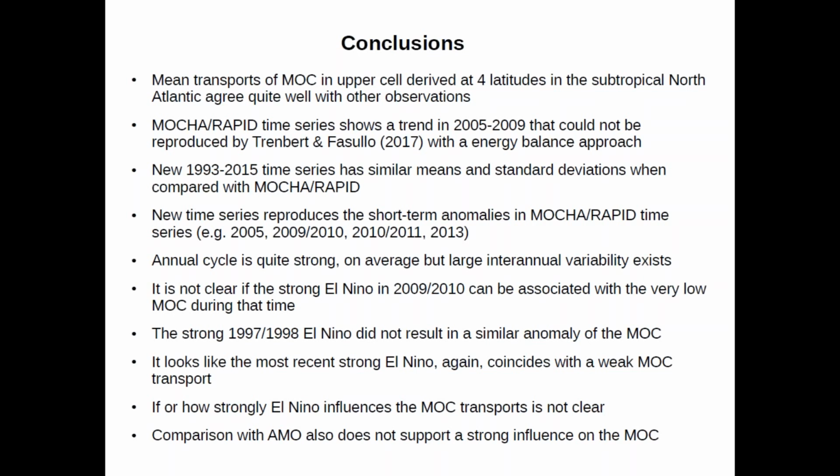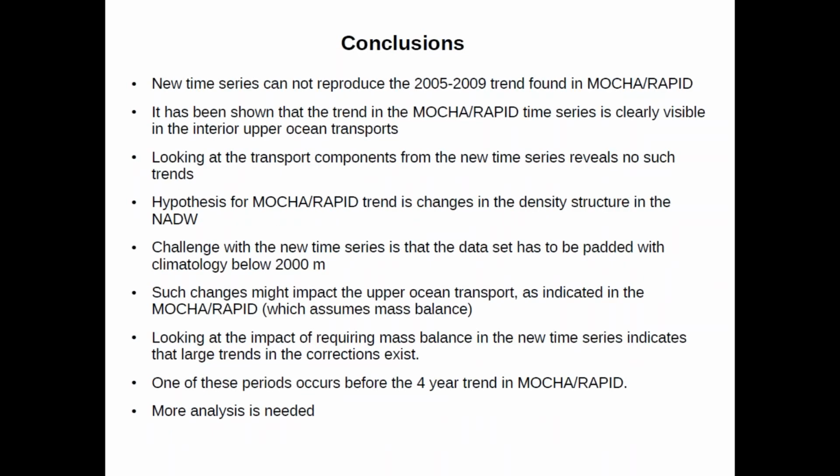The 1997, 1998 El Nino didn't do anything. The most recent strong El Nino again coincides with a weak MOC, but I don't think there's a relationship. And the same for the AMO. The other part, which is very much work in progress, is that we cannot reproduce the 2005 to 2009 trend found in Mocha Rapid.